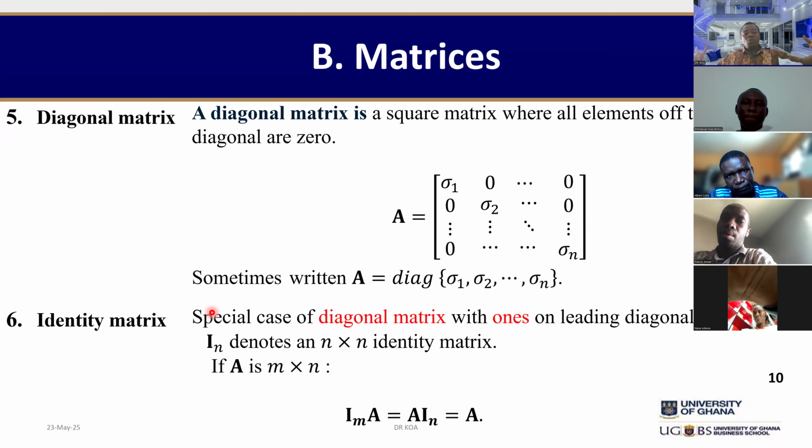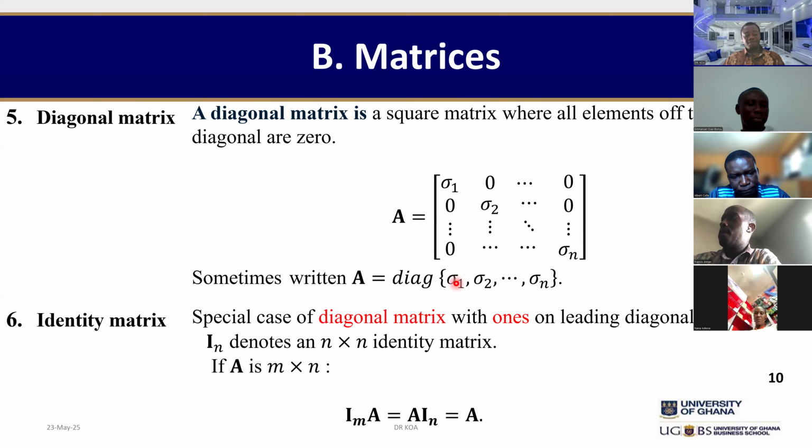Because a diagonal matrix is a square matrix where all the off-diagonal elements are 0. But you can have a situation where the elements on the off diagonal are non-zero. In that case, they will not be diagonal matrices. They will still be square matrices, but they will not be diagonal matrices. Albert, do you get it? Yes, yes. Good. Sometimes we write the diagonal matrix like this, because the off-diagonal elements are 0 anyway, so we just write it. Okay, let's go to the identity matrix.